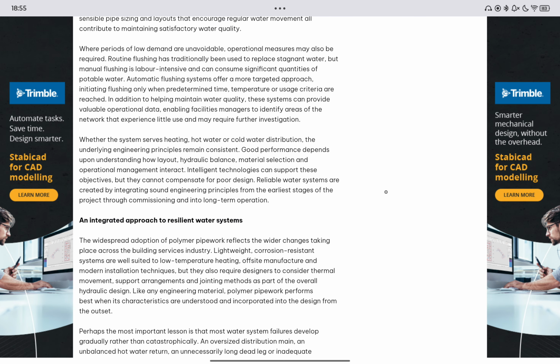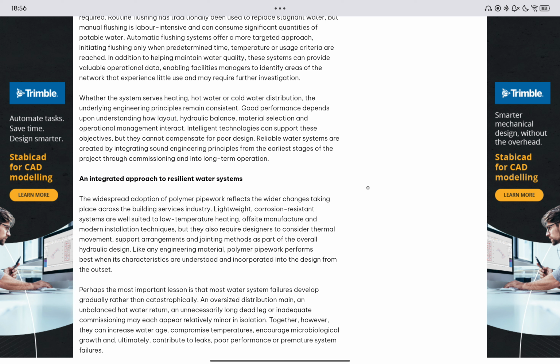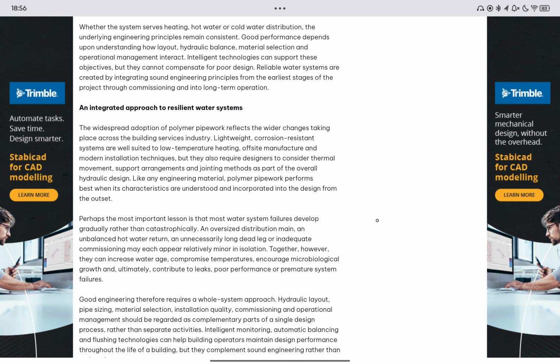Whether the system serves heating, hot water or cold water distribution, the underlying engineering principles remain consistent. Good performance depends upon understanding how layout, hydraulic balance, material selection and operational management interact. Intelligent technologies can support these objectives, but they cannot compensate for poor design. Reliable water systems are created by integrating sound engineering principles from the earliest stages of the project through commissioning and into long-term operation. An integrated approach to resilient water systems.